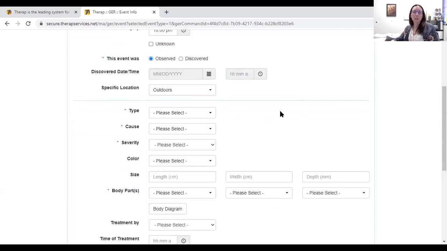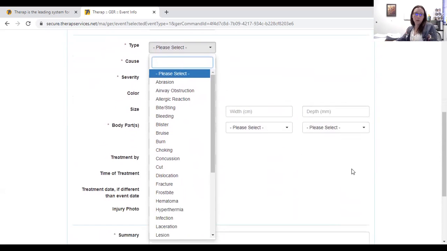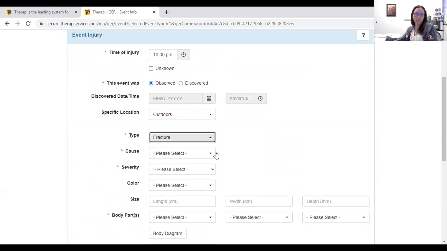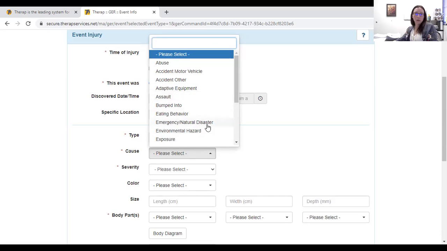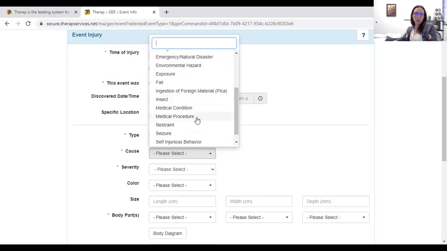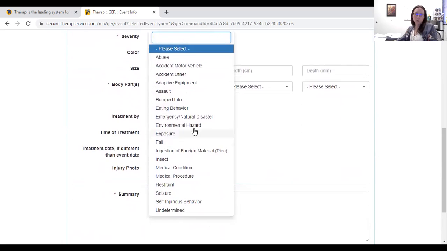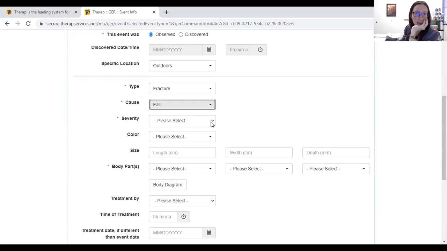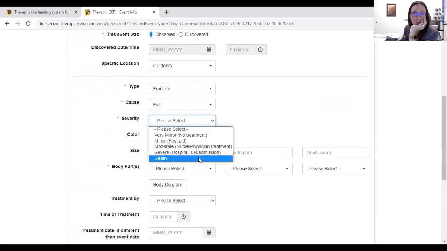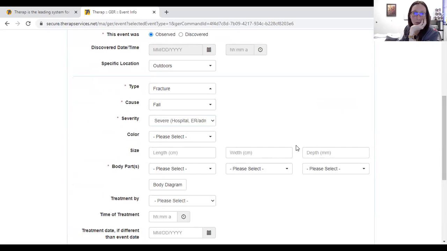So what type? Type is going to be injury type. We are going to say fracture. The cause. Even though I've done this training a lot, I still don't have all of these subcategories memorized, so make sure that you're going through all of them so that you know. This is going to be a fall because they fell out of a tree. Severity. We're going to put severe because it did require hospital or ER. So even if there's not an asterisk, we want you to try to put the information in. It's okay if you don't have it, but the more information we have when we submit these, the better off we are.